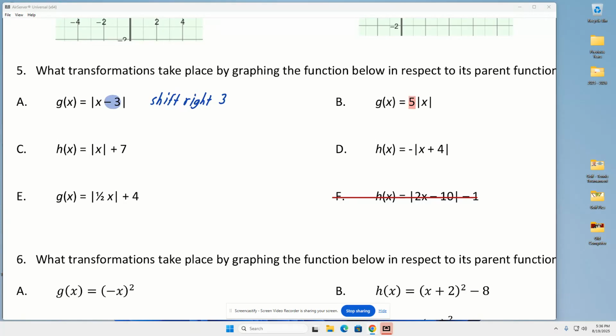What's that 5 doing when it's out front? Well, we're clearly multiplying. Multiplying is a dilation. Well, it's outside, so it's a vertical dilation. So try to picture this in your brain. Now, the fact that it's greater than 1 means it's going to become more narrow, right? So which vertical dilation makes it more narrow? A vertical stretch or a vertical compression? Well, this is definitely a vertical stretch.